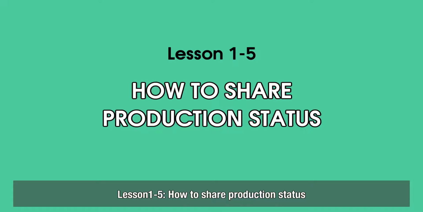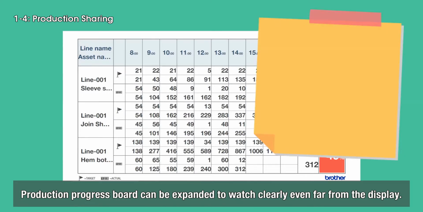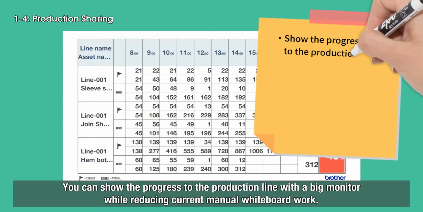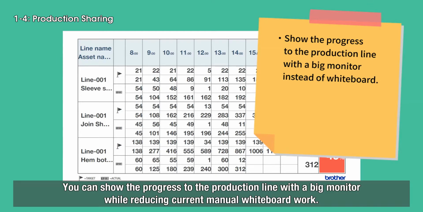Lesson 1-5, How to Share Production Status. The production progress board can be expanded to watch clearly even far from the display. You can show the progress to the production line with a big monitor while reducing current manual whiteboard work.